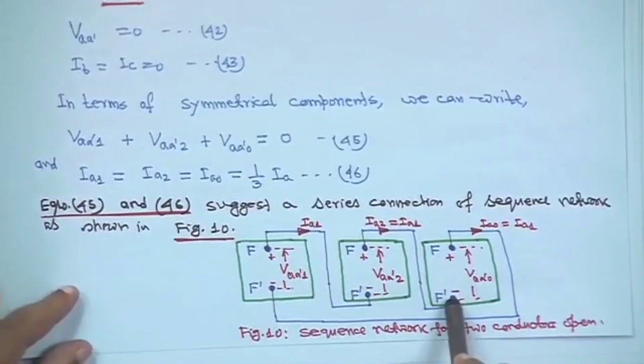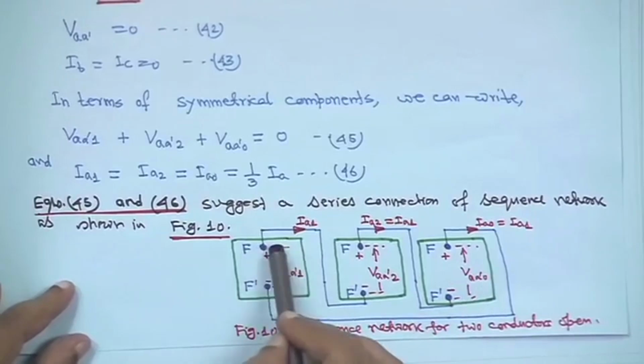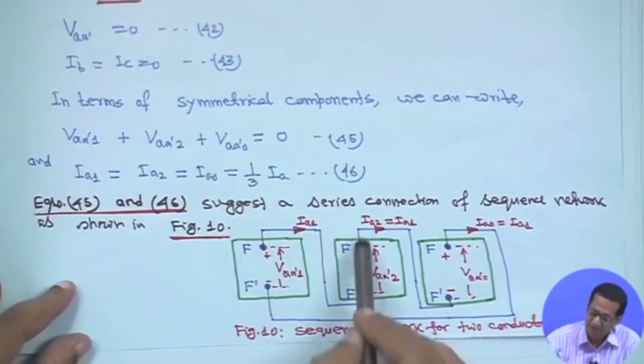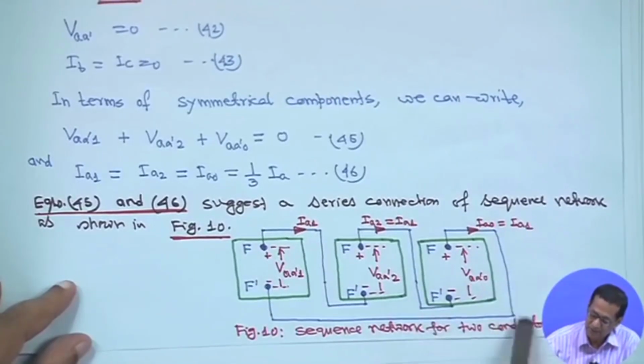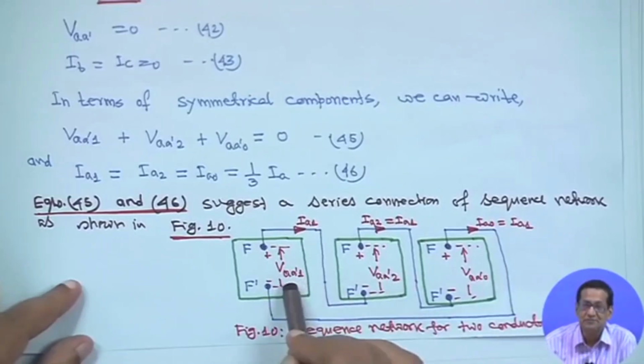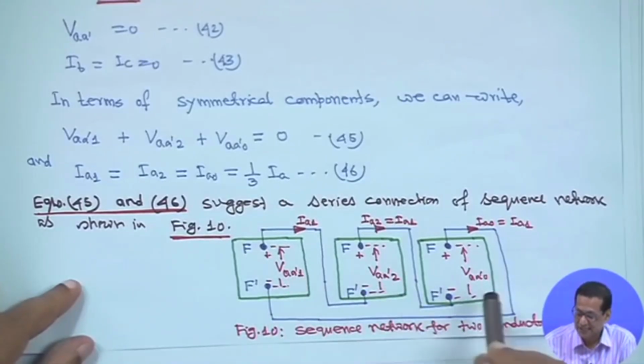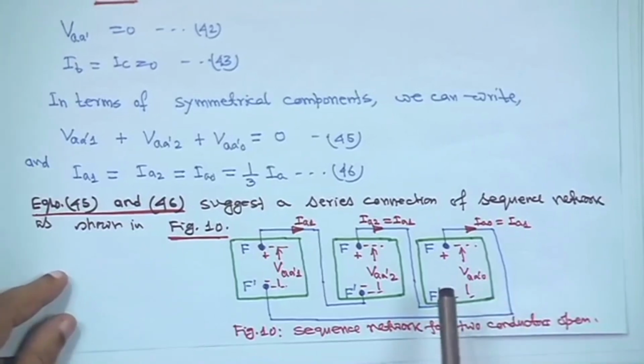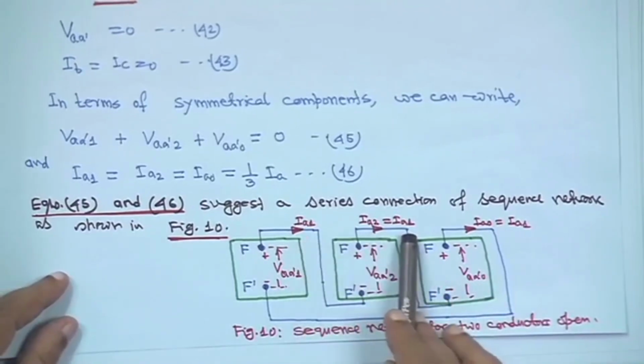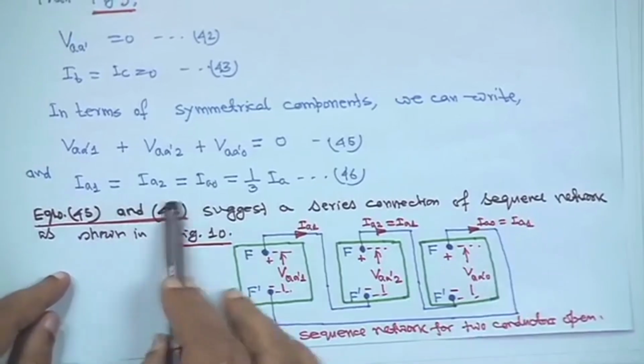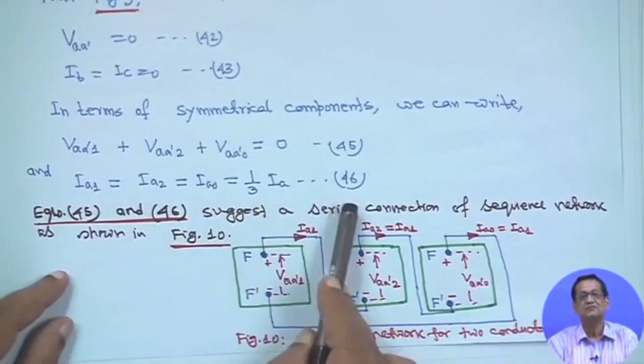I have told you earlier also. Series connection means this is your positive to negative, then positive to negative, then positive to negative, and this is your positive sequence, this is your negative sequence, and this is your 0 sequence connection. So, IA1 equal to IA2 equal to IA0, because all are the same, that is 1/3 IA. This is equation 46.